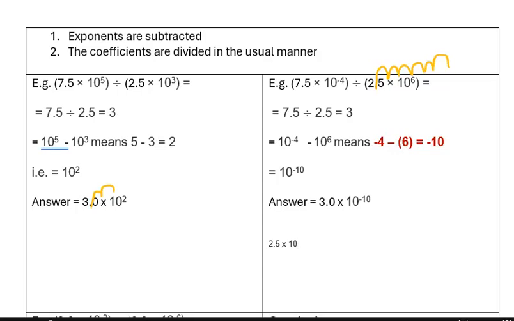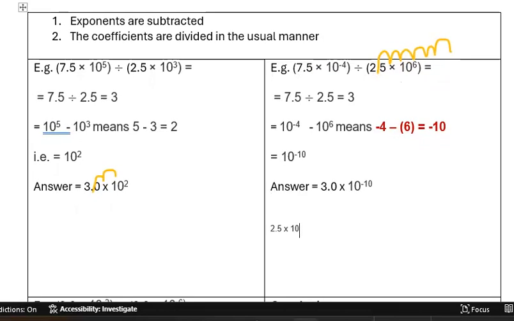times 10, the recording button is in the way. That's why the pause, times 10 to the 6.